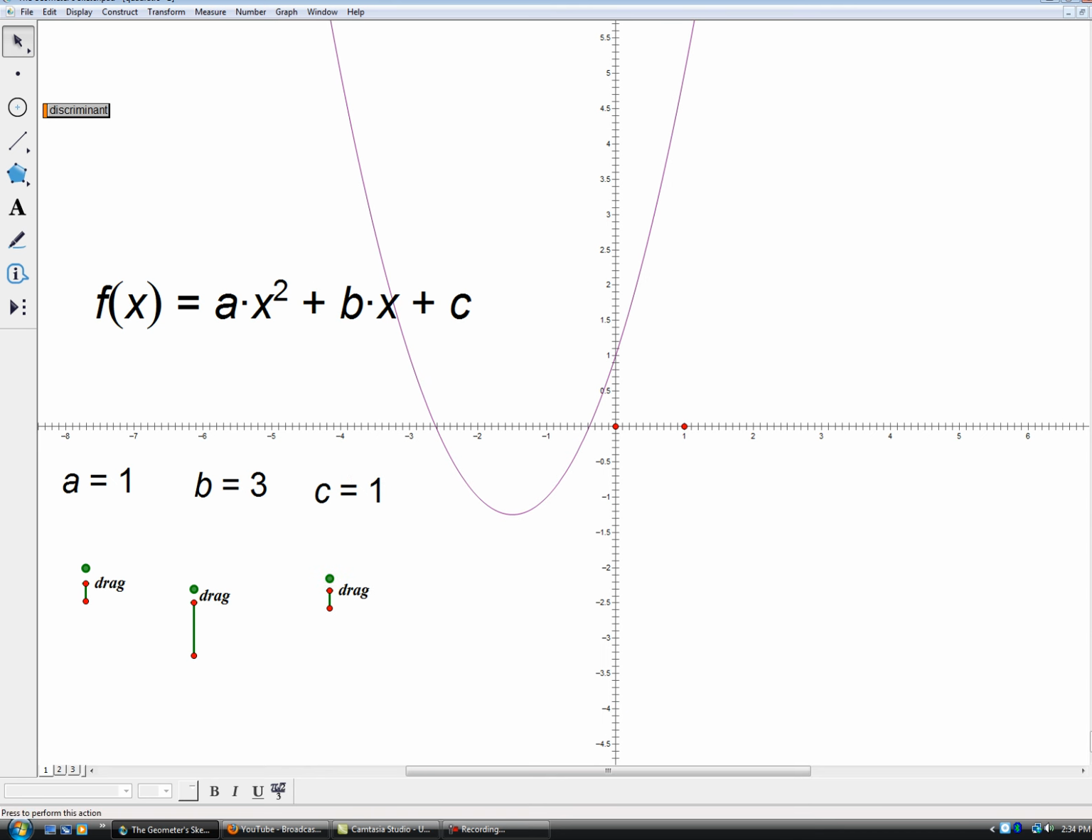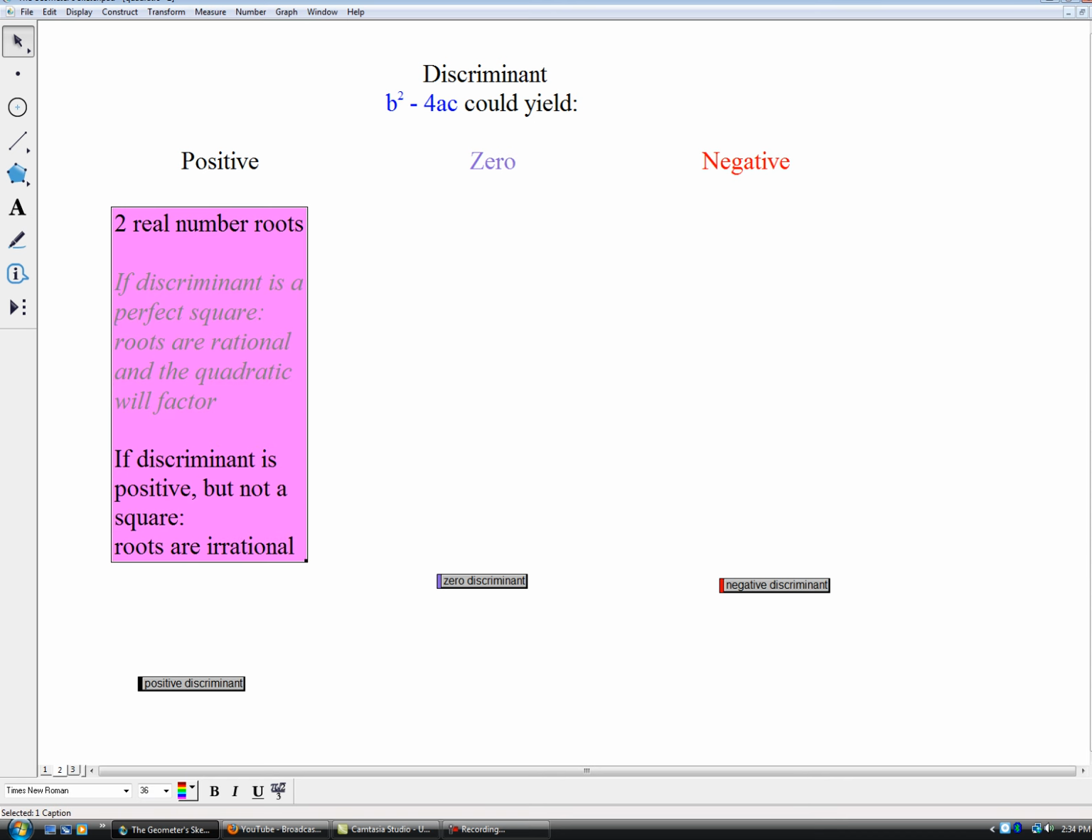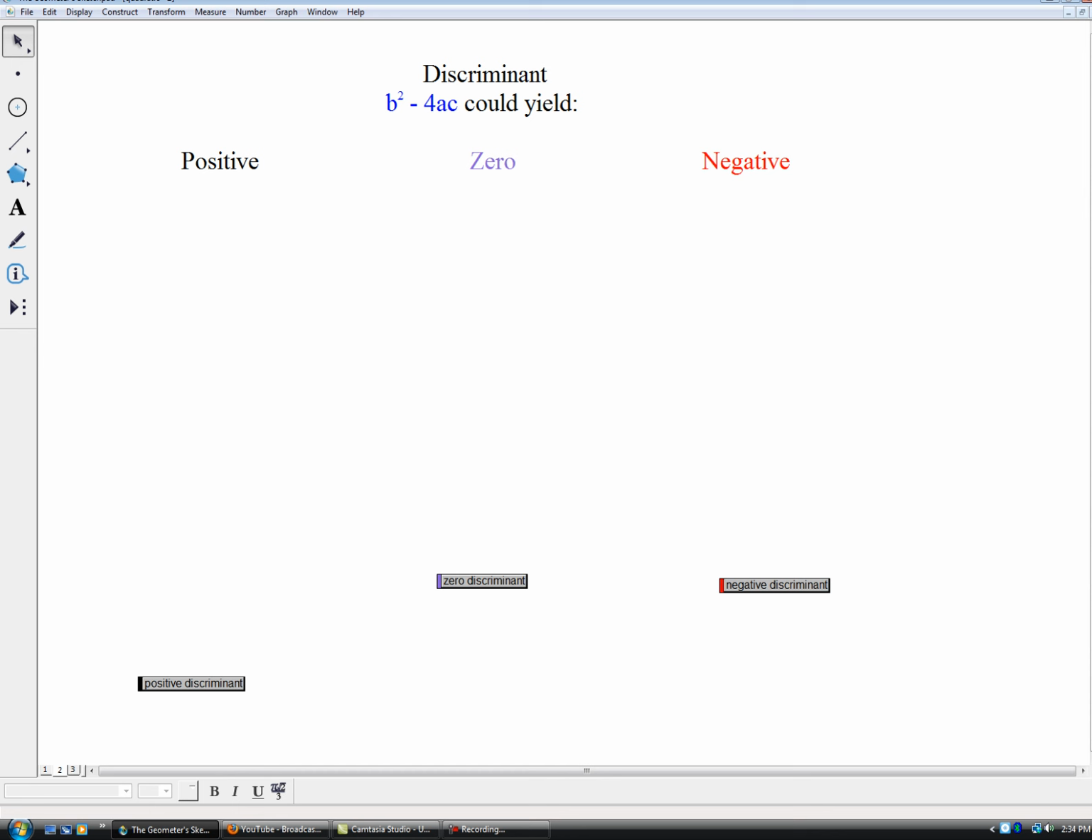Alright, so at the moment our discriminant, which is b squared minus 4ac, equals positive 5. Now what does that tell us about solutions of the quadratic? On this page we're going to look at the three possible cases for what b squared minus 4ac could give us. We could get a positive discriminant, we'll come back to that in a second, we could get a value of 0 for the discriminant, or we could get a negative value.